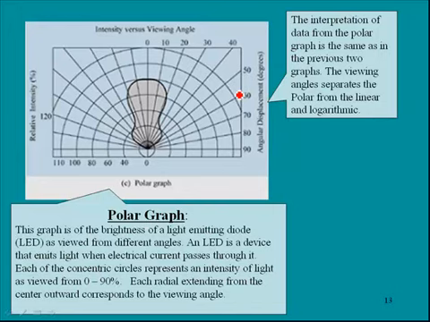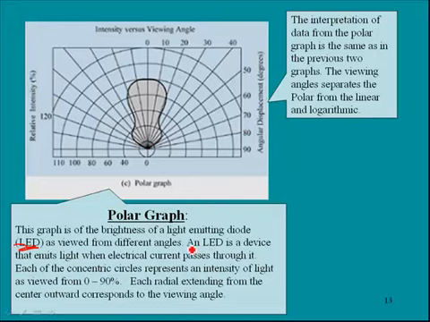This graph is of the brightness of a light-emitting diode. A light-emitting diode is often referred to as an LED. This graph is of the brightness of a diode as it is viewed from different angles. Here you've got the angular view, and this is the LED, and what you're graphing here is how much of the potential brightness of that LED I can see from different viewing angles.